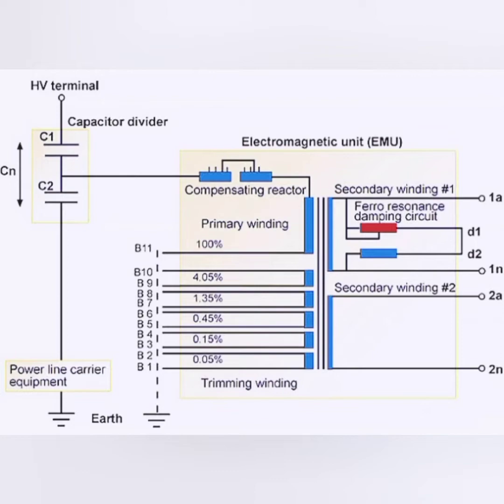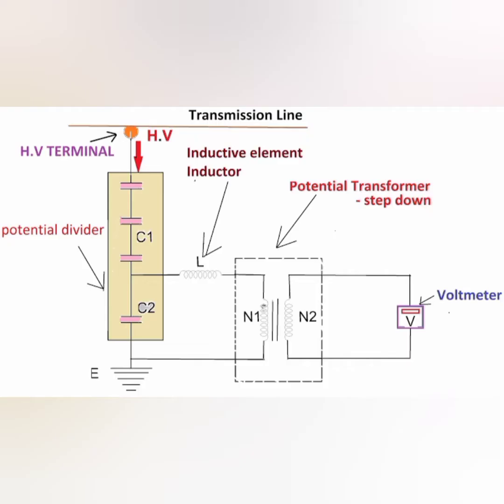Then the step down transformer, which steps down the medium level voltage into a lower level voltage, which means the measuring and protection level voltage, as a 110 volt secondary. Then the ferro resonance damping circuit, which suppresses sudden higher voltage levels and also gives a standard nominal secondary voltage. So for that case we are using the ferro resonance damping circuit or suppression circuit. Then the secondary terminals 1A 1N 2A 2N represent core 1 and core 2.